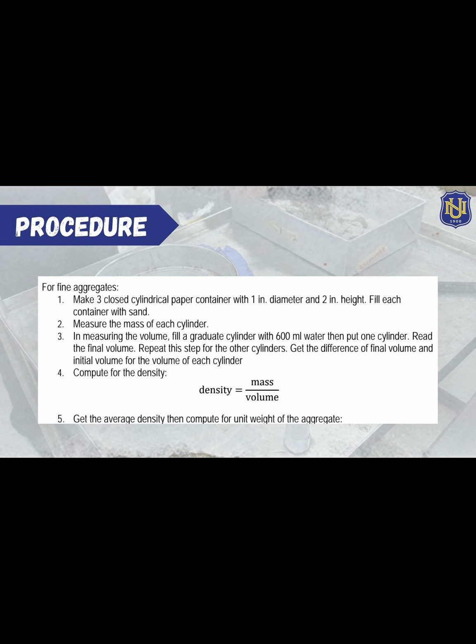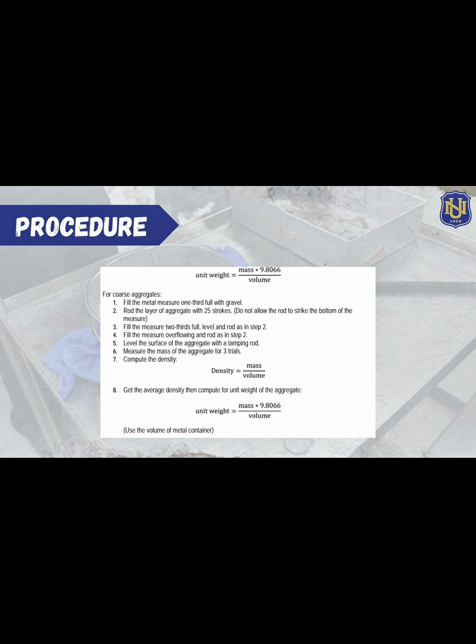1 sand cylinder was submerged and the final water volume was recorded. The difference between the initial and final volume represented the volume of the sand sample. This process was repeated for all samples. Fourth, the density was computed using the formula density equals mass over volume. Lastly, the average density was obtained and the unit weight was calculated using gamma equals mass times 9.8066 over volume.